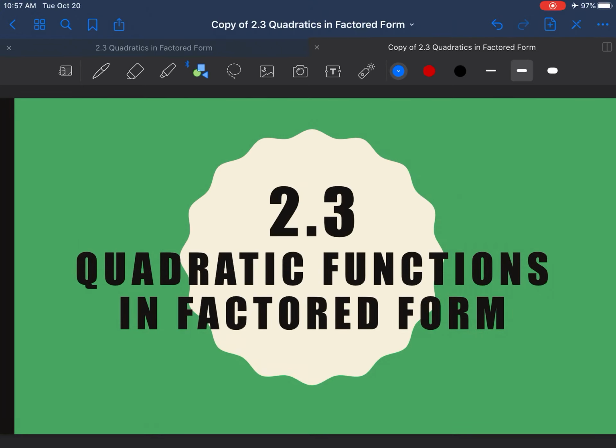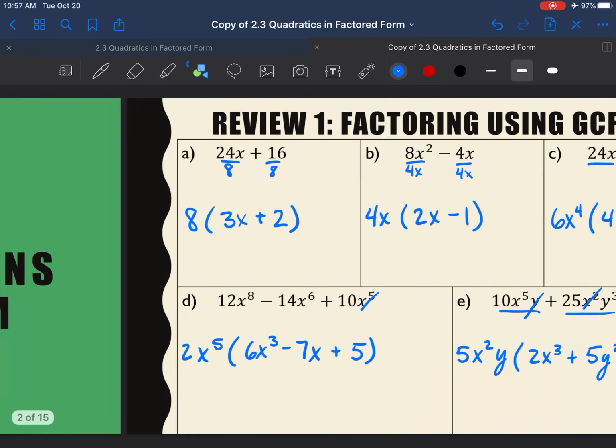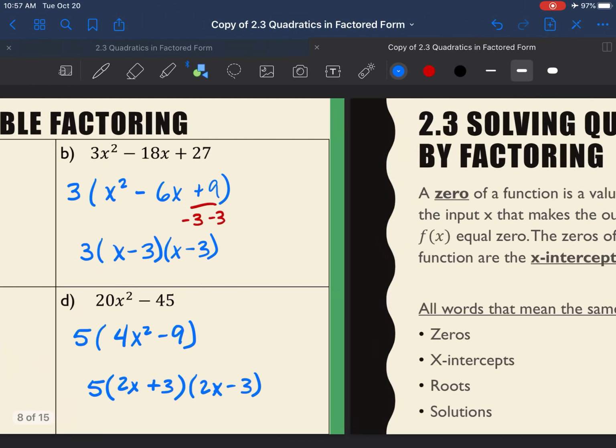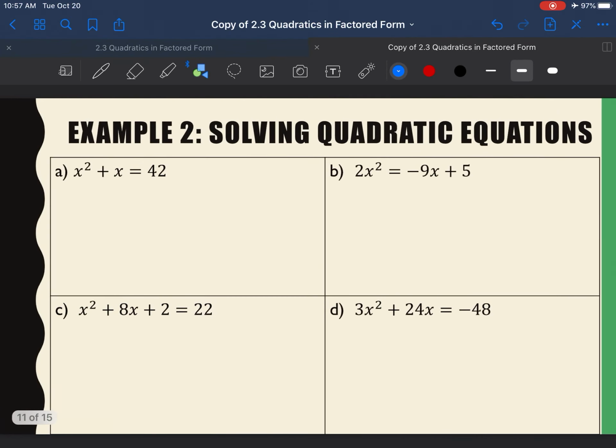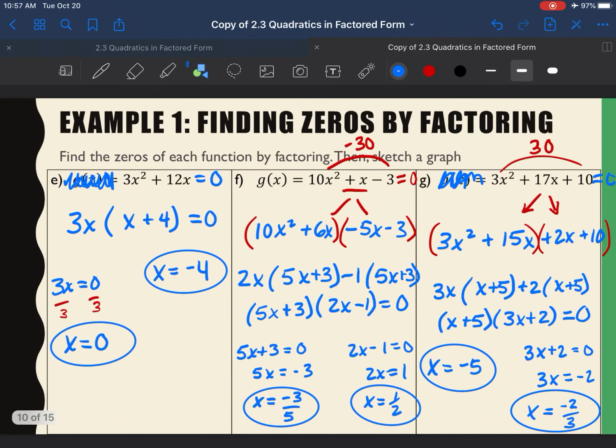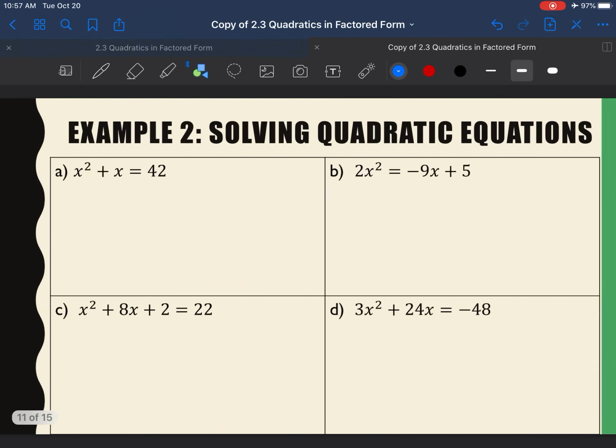Okay, so next day of this lesson, lesson 3, quadratics in factored form. So going back to where we were. All right, so we just finished up finding the zeros for quadratic functions. Now we're going to just use that same idea in order to solve quadratic equations in general.